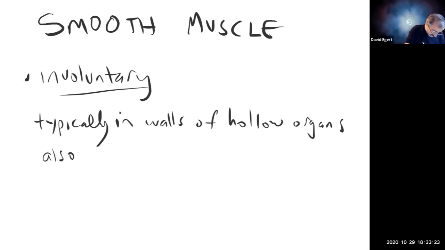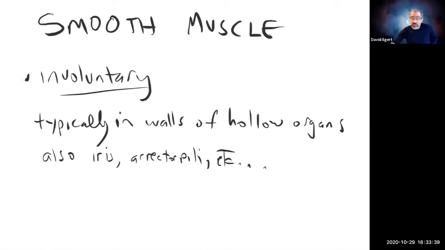Also other places, like the iris, the erector pili to give you goosebumps, et cetera. So obviously lots of other places as well, but one of the big places you find it is in the walls of hollow organs, and then other little places where you need to pull or squeeze. And again, this is all under autonomic control.